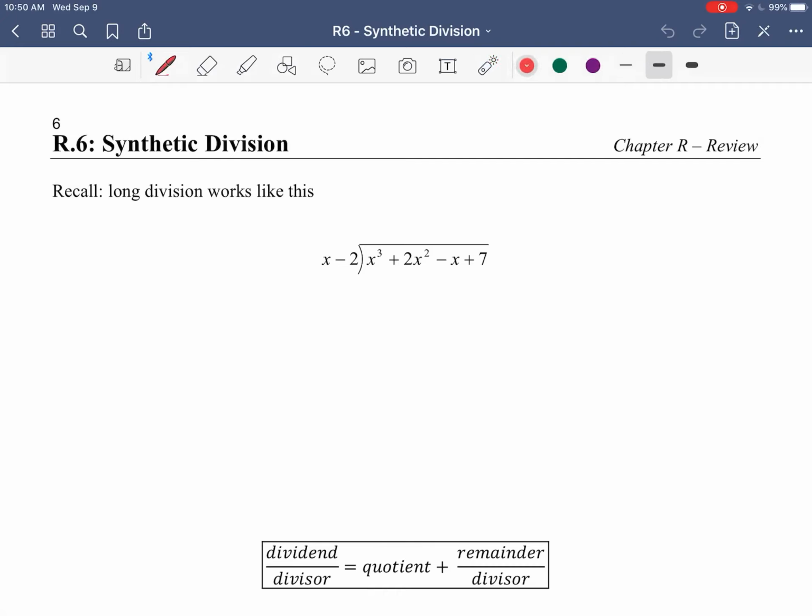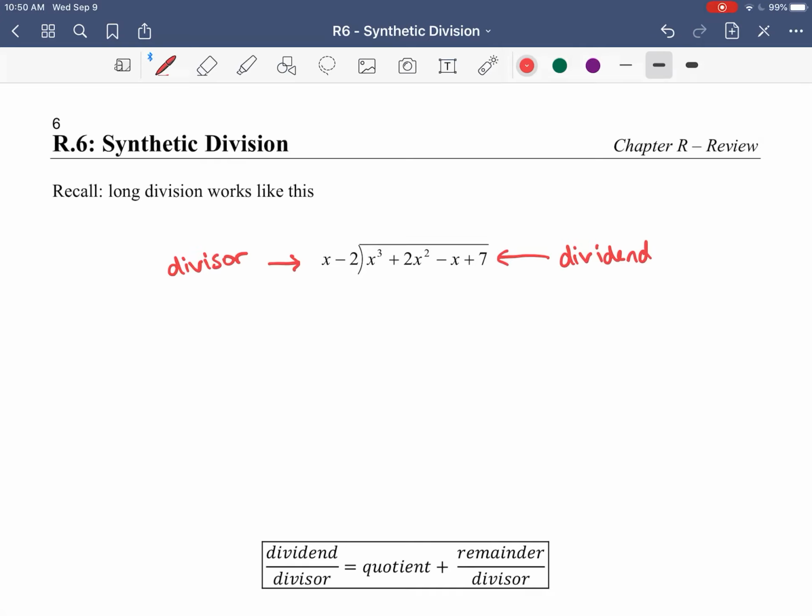So what we're doing here is we're taking x cubed plus 2x squared minus x plus 7, and we're dividing it by the polynomial x minus 2. The one that's inside the division symbol, we normally call the dividend, and the thing on the outside here is the divisor.